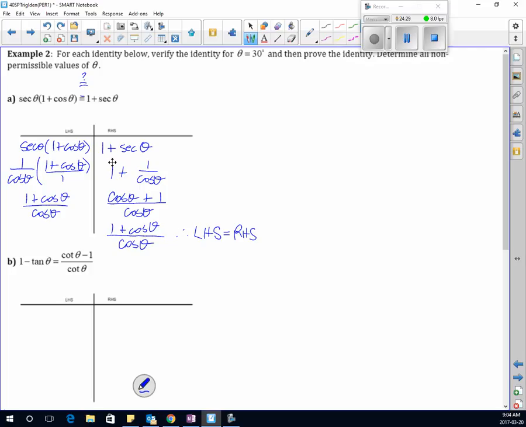Okay, it says here for each identity below, verify for theta equals 30 degrees, then prove the identity. Determine all non-permissible values. I didn't do any of that. I went directly to the proof because I could just tell you wanted to do that. So anyways, we're going to go to the left-hand side, and we're going to sub in theta equals 30 degrees. The left-hand side is secant of 30 degrees times 1 plus cos of 30 degrees. So what is secant of 30 degrees?